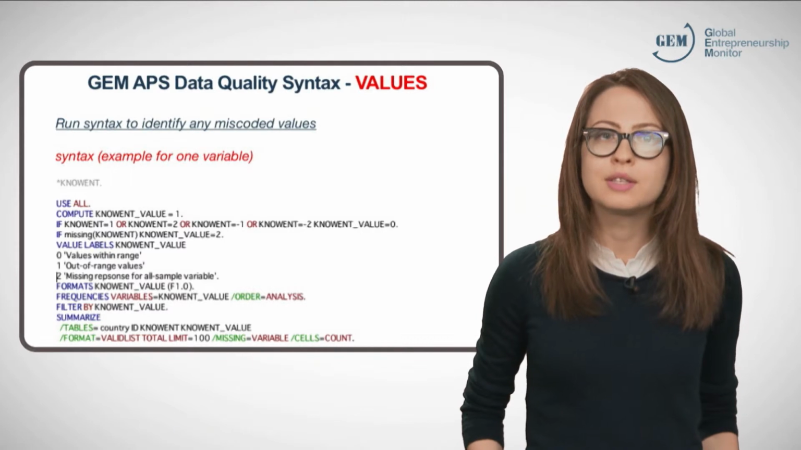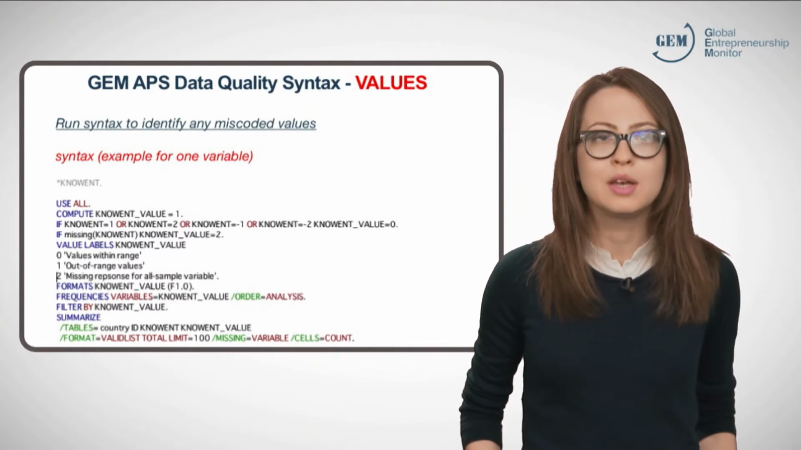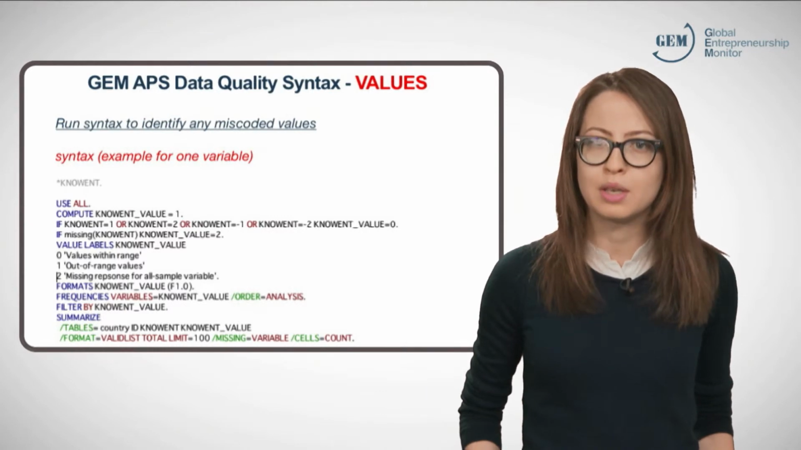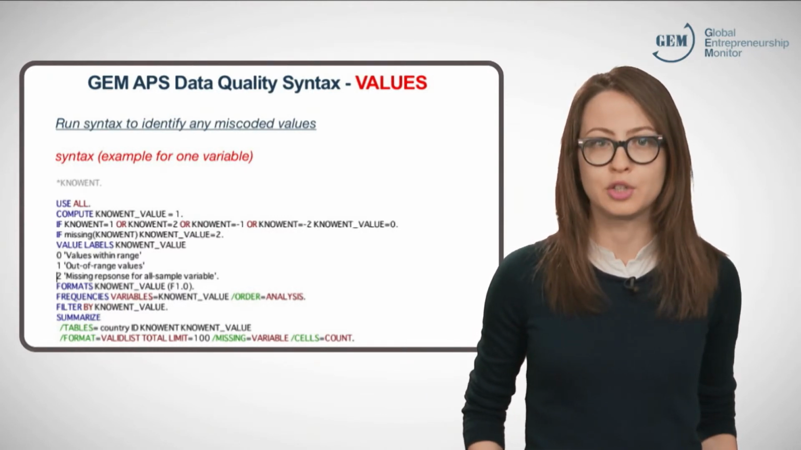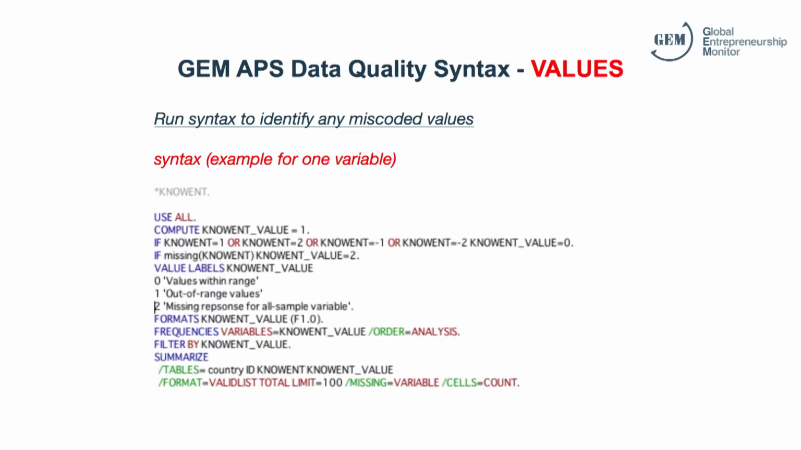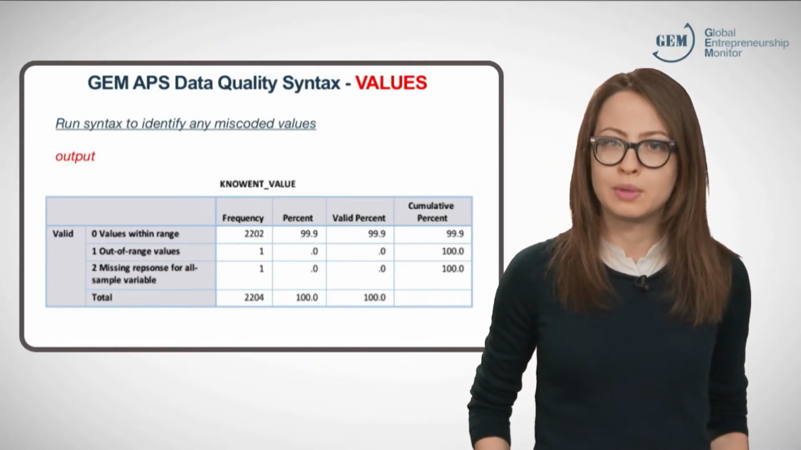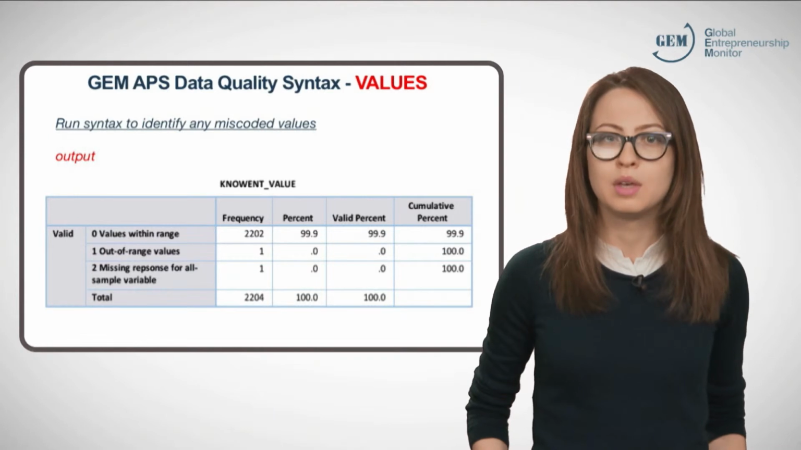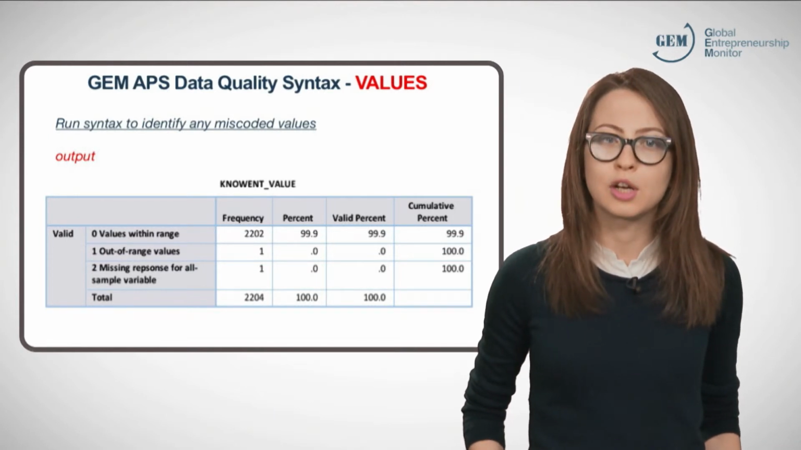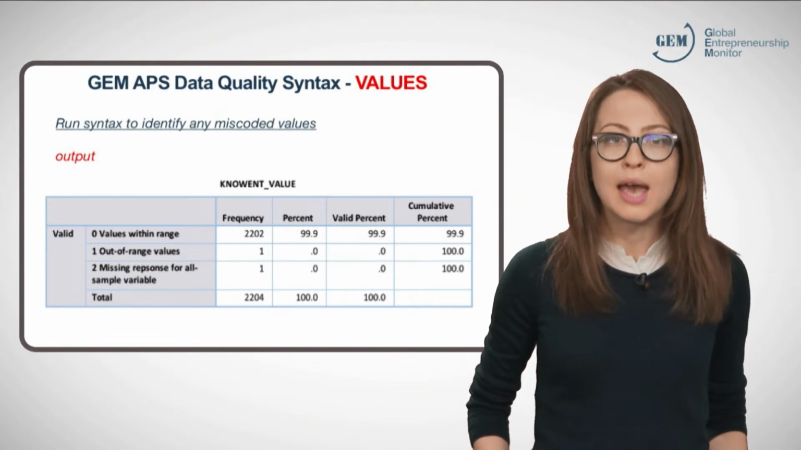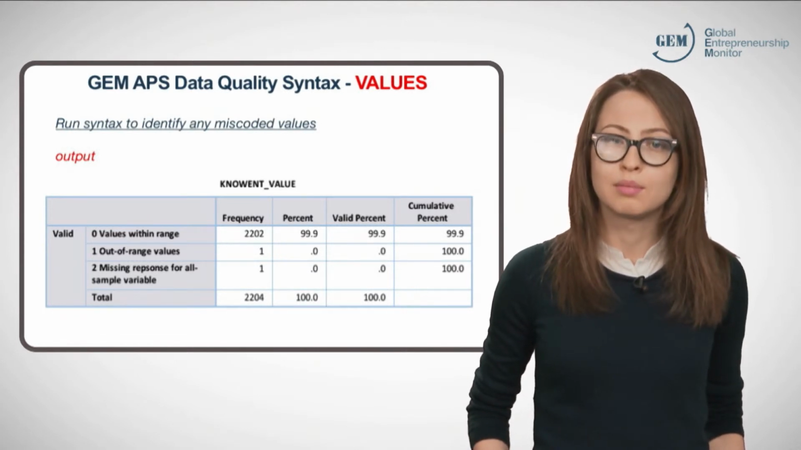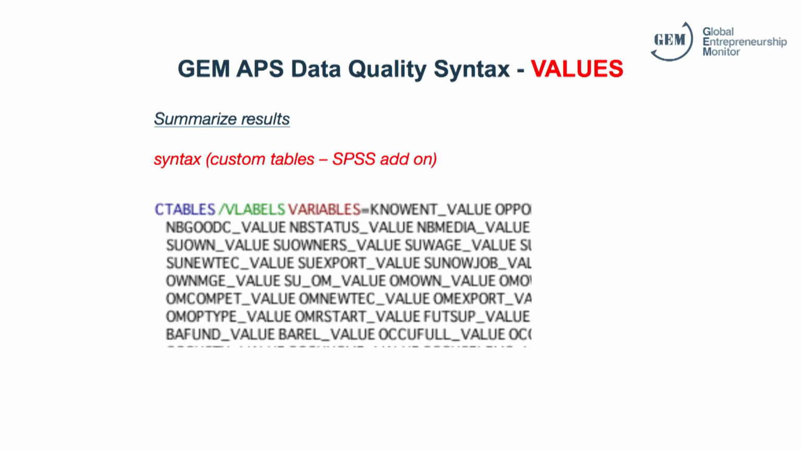Next, you will run a long series of syntax which will create new interim variables to determine if the values for every core APS question are within range or out of range, meaning incorrect. Or if it is a question which should have been asked of the entire sample, this code will also identify any missing responses. The output will show frequency tables for each of the checked variables. These will tell you how many cases have values that are within range, marked 0, out of range, marked 1, or missing, marked 2.